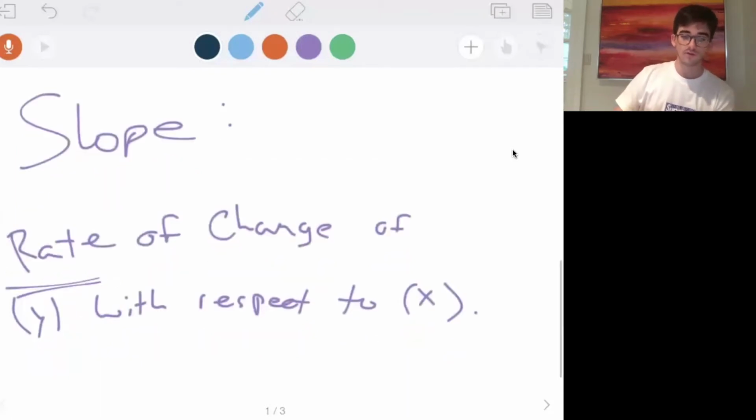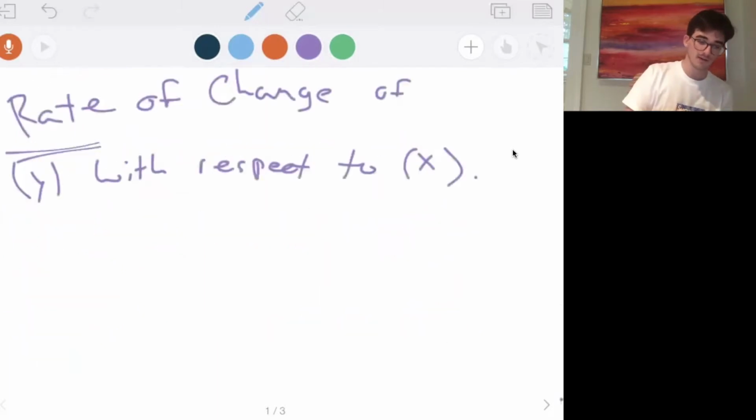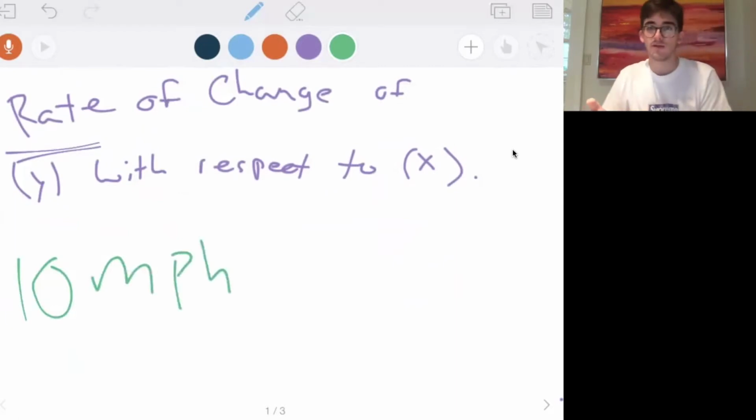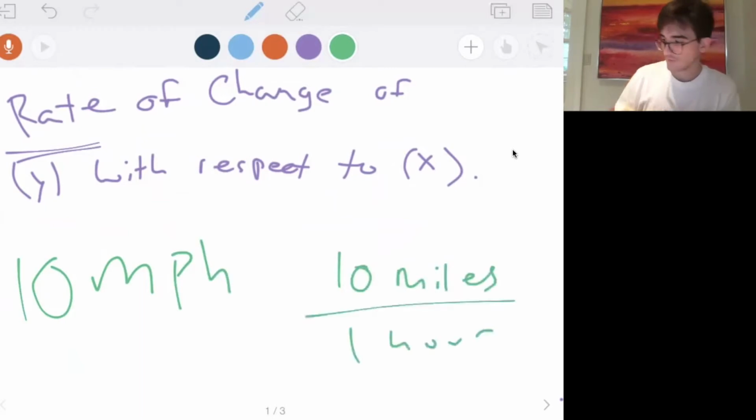So slope actually has a lot of different applications. Anytime that there's a rate or a proportion, it could be related to a slope. A very common example is speed. Let's say you're going on the highway at 10 miles per hour. That's a speed right there. It's 10 miles for every 1 hour traveled. So if I spend 1 more hour in the car, I will have gone another 10 miles.